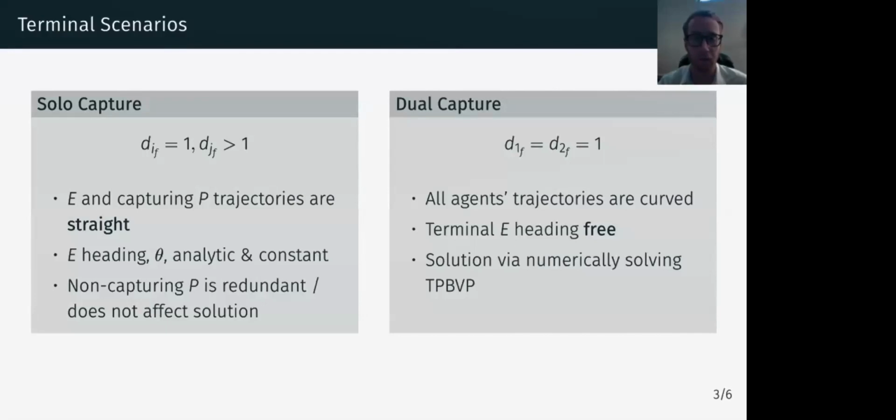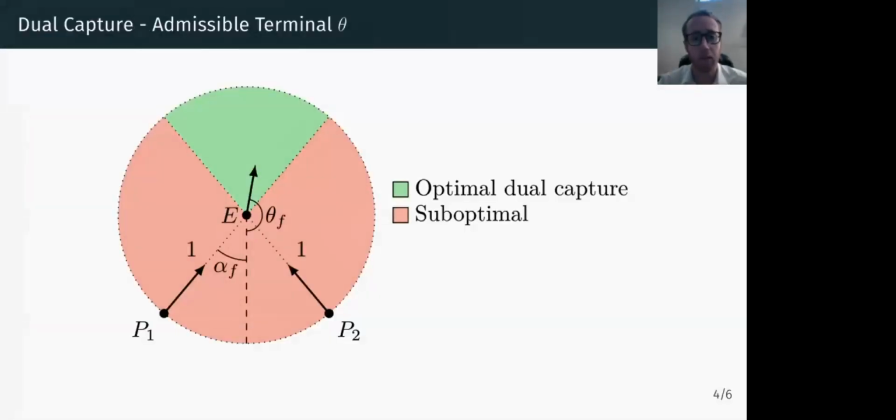In dual capture, generally all 3 trajectories are curved, and there is no analytic solution to the optimal control problem. It is obtained numerically by solving a 2-point boundary value problem. For solving the 2-point boundary value problem for dual capture, the free variables are the terminal pursuer half angle and the terminal evader heading. Fortunately, we can bound the range of admissible or potentially optimal headings as shown.